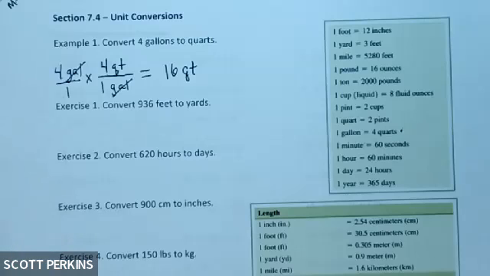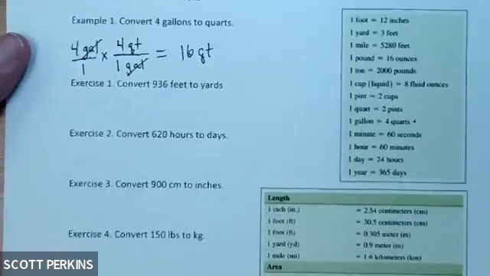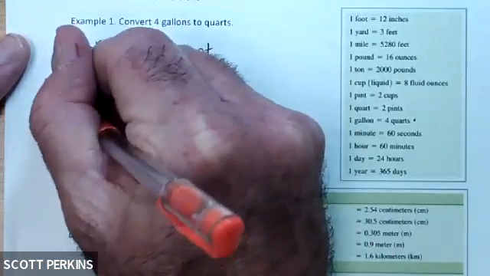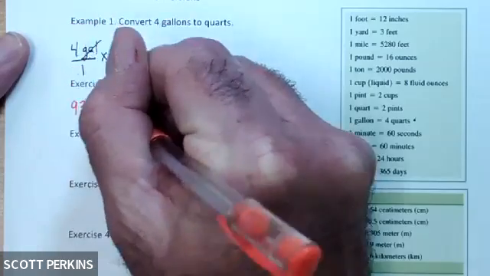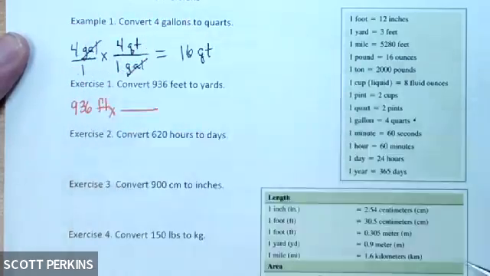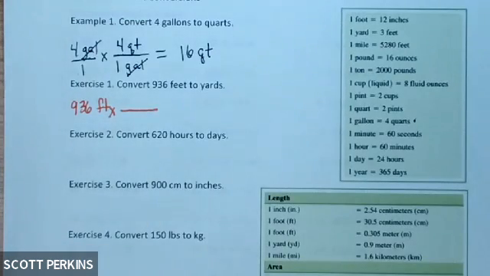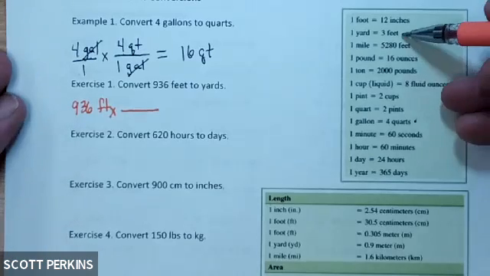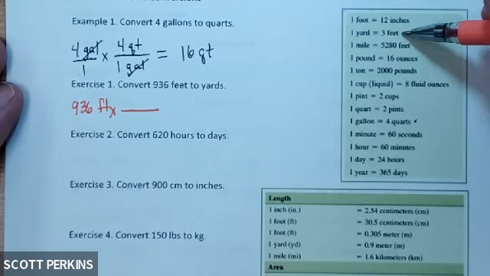Just because it's the first one you're doing, I want to make sure that we iron out any potential problems you're having. So we're going to start here with the 936 feet. I'm going to multiply by my unit ratio. Maybe you needed the chart for this one, maybe you didn't. What's the relationship between feet and yards? Perfect, right here at the top, 1 yard equals 3 feet.